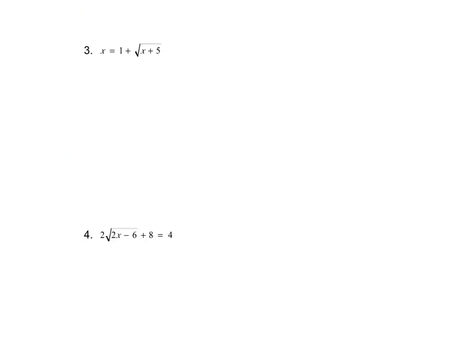If you take a look at number 3, we don't have the radical isolated, and it's on the right side this time, and that's okay. We should be okay whether it's on the right side or the left side. So we're going to get rid of the 1 by subtracting 1 on both sides, because the 1 is positive, so we have to move it to the other side. So we have x minus 1 equals the positive square root of x plus 5. All right, so now we're going to eliminate the radical by squaring both sides.